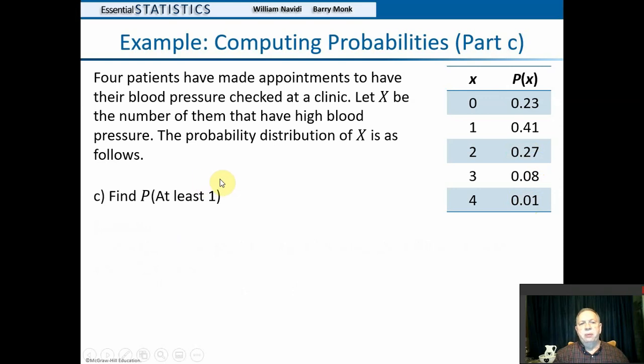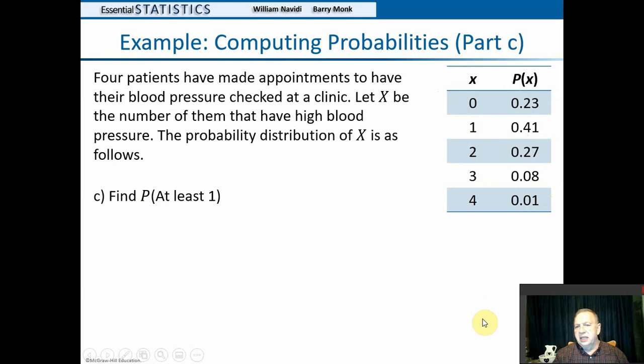What about the probability of at least 1? At least 1 is, at the very smallest, at the very least 1, but it can be bigger. So 1, or 2, or 3, or 4 would satisfy this. We could add up all of these: 0.41 plus 0.27 plus 0.08 plus 0.01. But when I'm doing this one, I'm seeing the only one that we're not including is the 0.